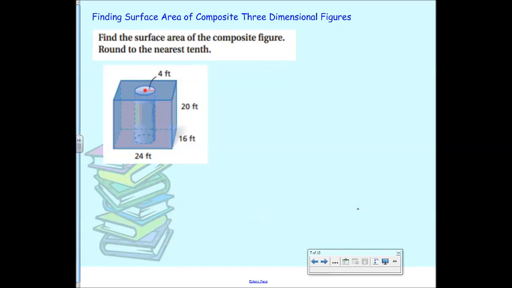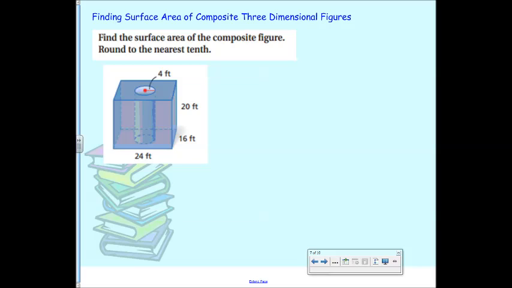Of the composite? Of both? So shouldn't you separate them, find each one's own and then add them at the end? Well, maybe. But really, yes, we're going to have to do that. Except the surface area, again, is like what you would paint. So in this surface area, what would you have to paint?